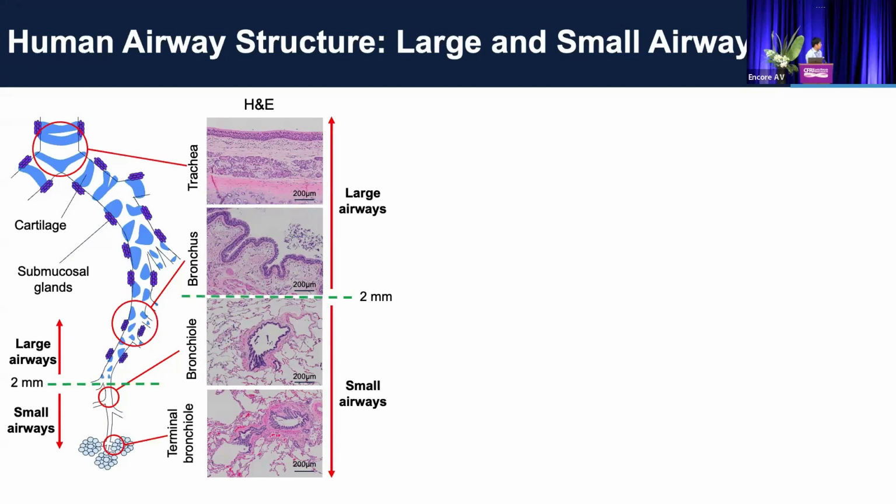One is cartilage and another is submucosal glands. These structures are only present in the large airways, which are more than 2 millimeters in diameter, and the small airways don't have those structures.